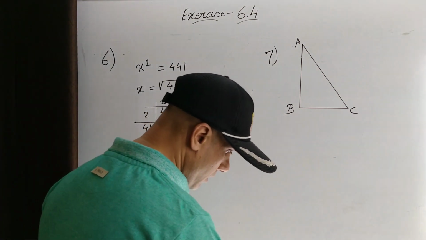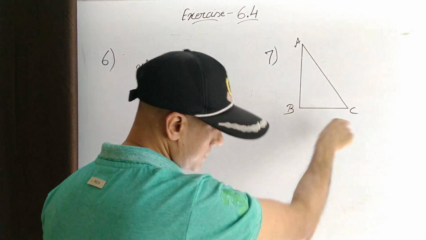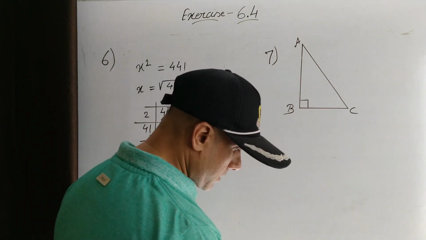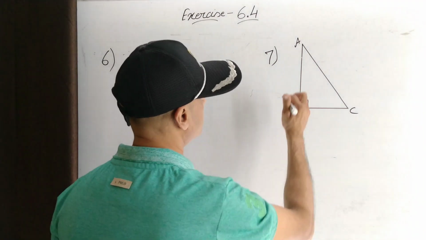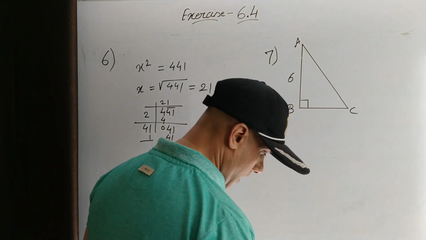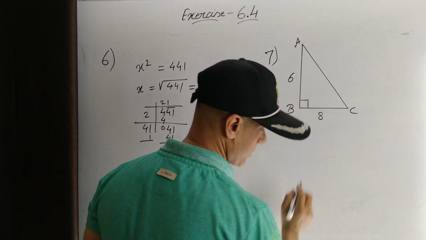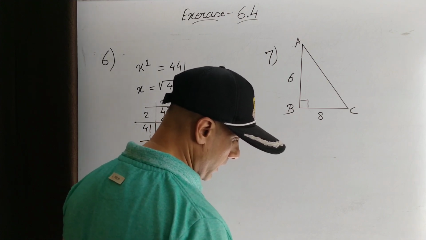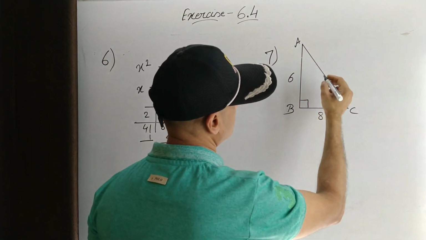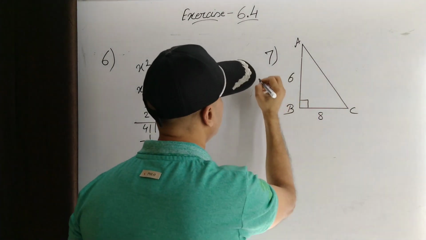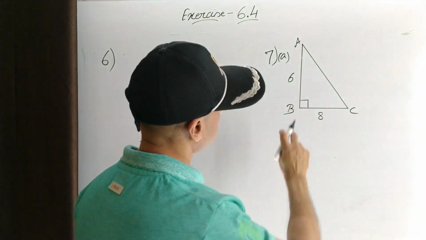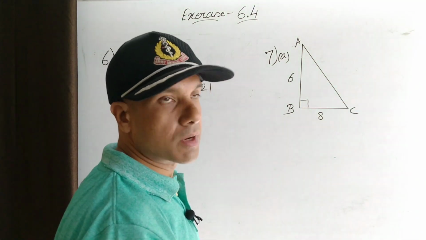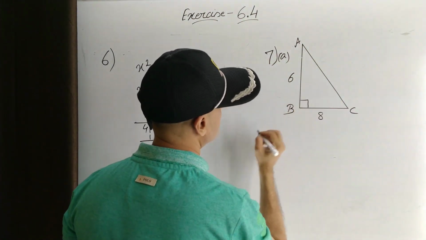Question number 7. In a right angle triangle ABC, angle B is 90 degrees, and the sides given are AB is equal to 6 centimeters. So this is 6 centimeters, and BC is equal to 8 centimeters. And we have to find the value of AC in this case. This is part 7A, in fact. So we have to find the value of this side, that is AC. This is a right angle triangle, so this is the hypotenuse. We'll apply Pythagoras theorem, so we'll get the value of AC.